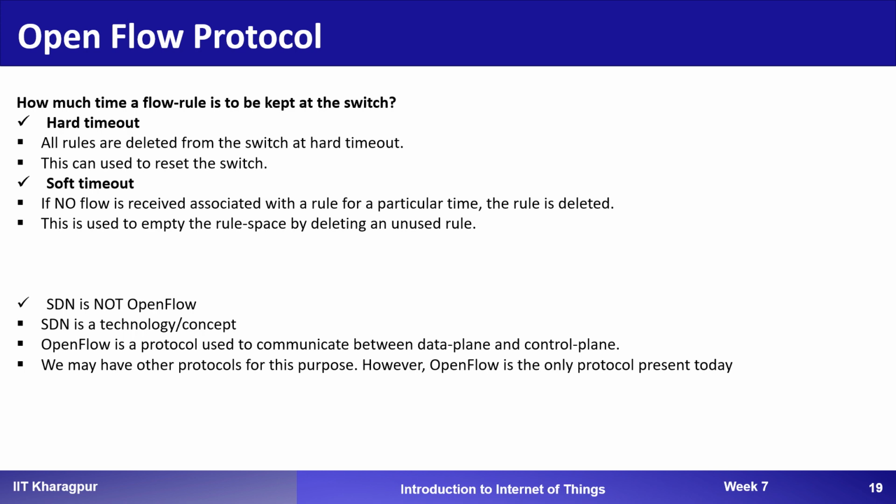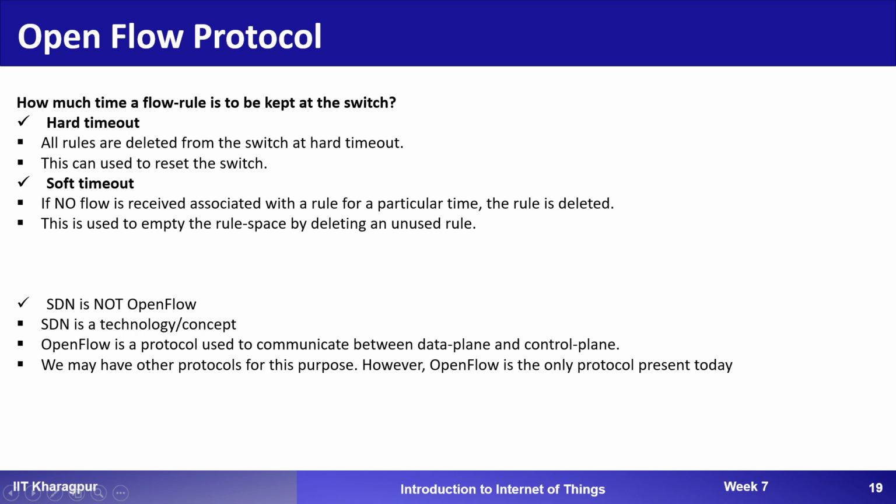And in case of your soft timeout, if no flow is received associated with a particular rule, then after a particular amount of time, that is your soft timeout, that rule will be deleted from the flow table. This is used to empty the rule space by deleting the unused rules. So basically this soft timeout is used to delete the rules which are not used for a long time. However, your hard timeout will be used to reset the switch.